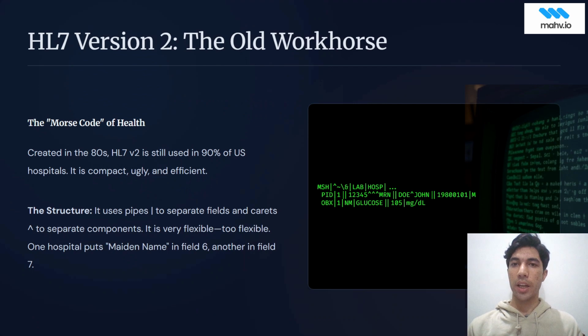Then we have the model HL7 V2, which was basically created in the 80s and is still used by 90% of US hospitals. It is compact, ugly, and efficient. So the structure is that it uses pipes to separate fields and carrots to separate components, and this makes it very flexible and almost too flexible because one hospital puts maiden names in field 6, another in field 7, and thus creating chaos for data scientists.